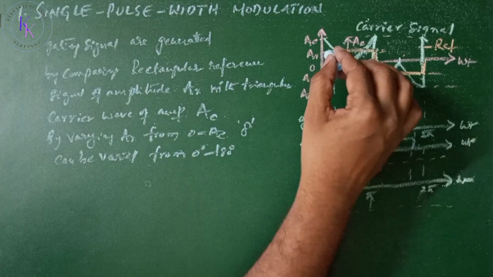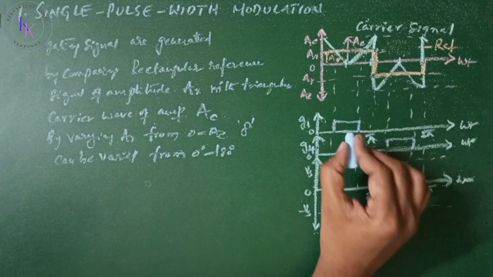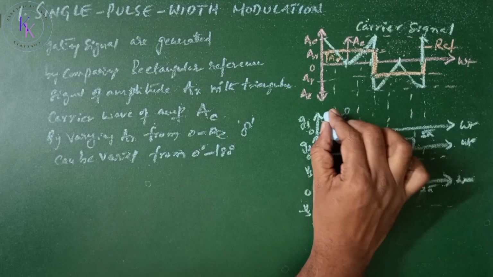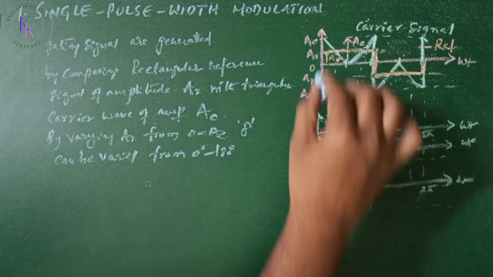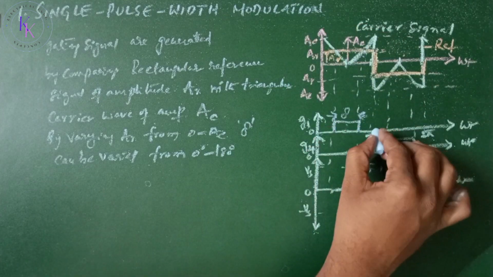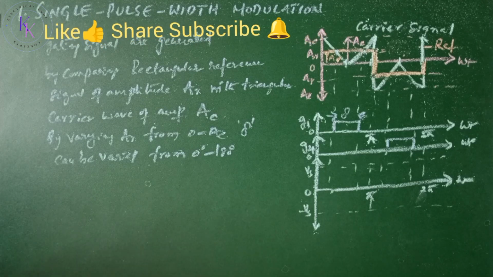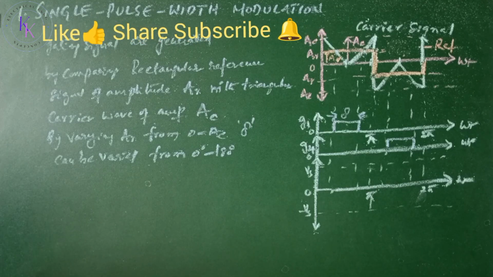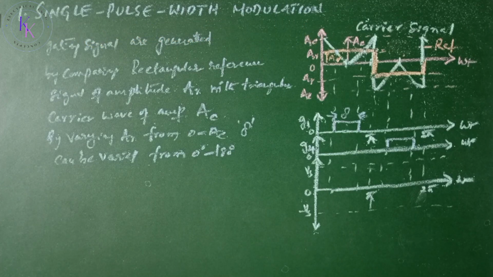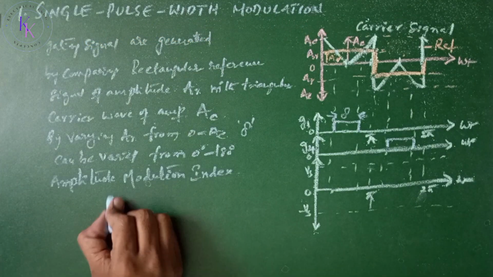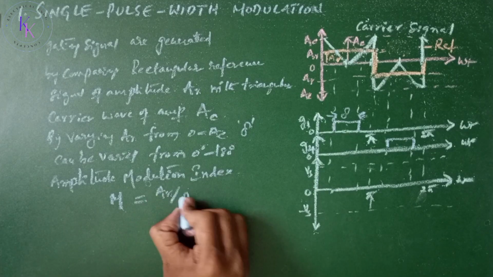Now if you observe, if AR is 0, then the pulse width delta will be 0. If AR equals AC, the delta will be 0 to pi or 180 degrees. Now the ratio of AR to AC is the control variable and is defined as the amplitude modulation index, M equals AR divided by AC.